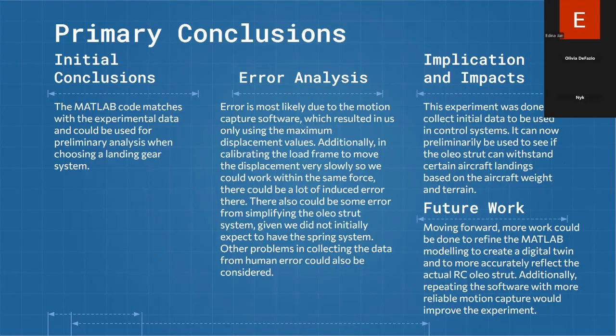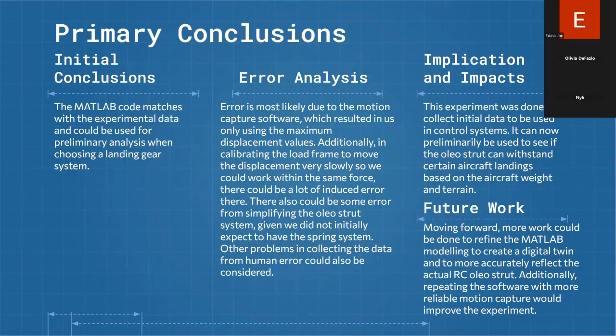For the error analysis, the error is most likely due to the motion capture software because nothing is perfect. Additionally, in calibrating the load frame to move the displacement very slowly so we could work within the same force, there could be a lot of induced error there. There could also be some error from simplifying the Oleo strut system, given we did not initially expect to have a spring system. All the other issues were basically chalked up to human error.